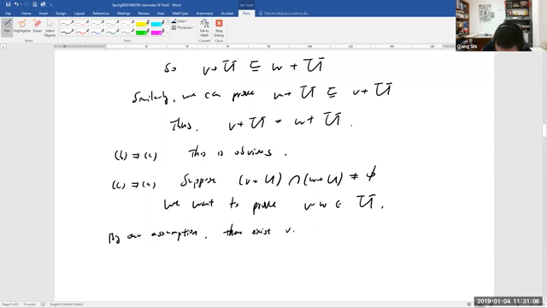U1 in U and U2 in U, such that, because V and W are already fixed, right? Such that V plus U1 is equal to W plus U2. All right? Because there is at least one common element belonging to both subsets.